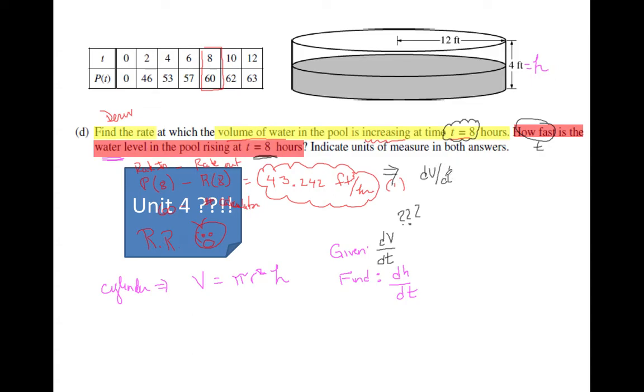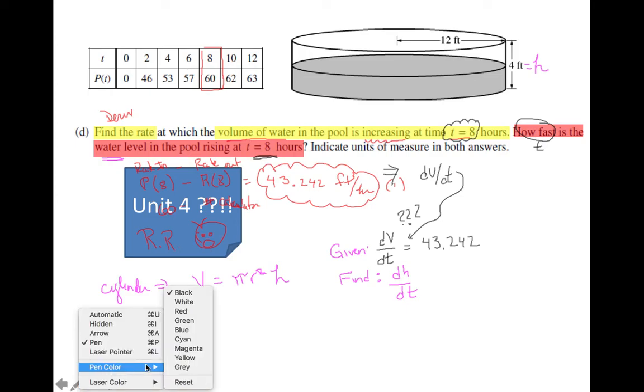Remember, I need to be given a rate and I need to find a rate. Well, gee, I can figure out actually what they're asking me to find. How fast is the water level? What is water level? Height, right? So they want me to find dH/dt. Look at the equation over here.